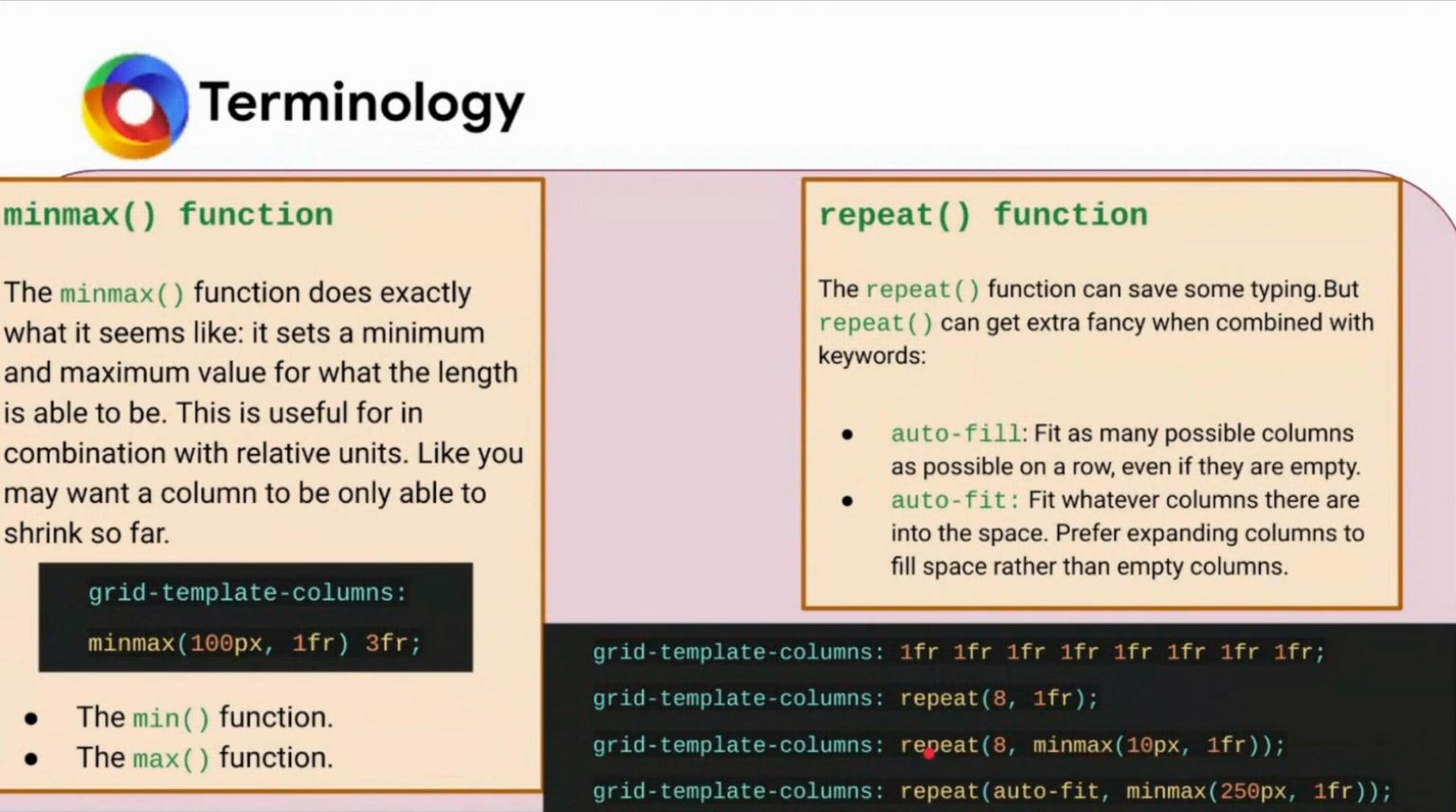Like in Bootstrap, we have 12 columns. So here we have repeat 12. Like that, we can write the grid system of Bootstrap. It's similar to the last second one. Okay, so that's it, the basic terminologies.